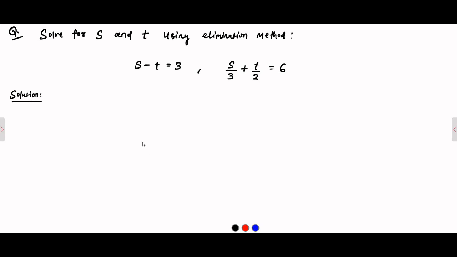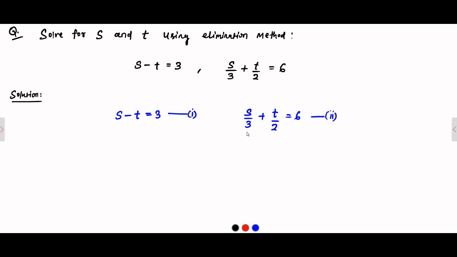So first we'll write the equations. s minus t is equal to 3, equation 1, and s by 3 plus t by 2 is equal to 6. This is equation 2.